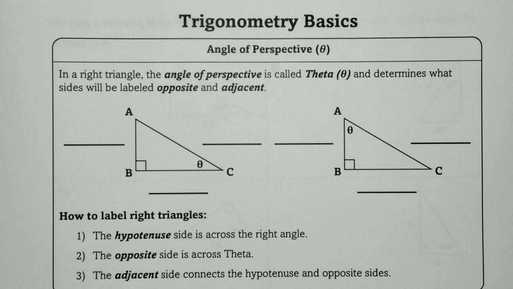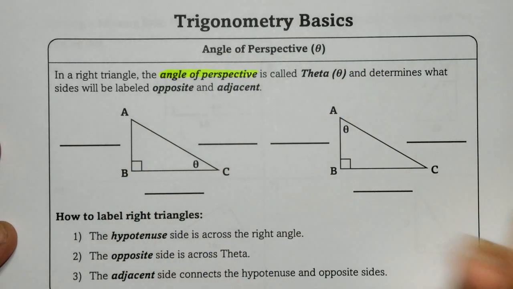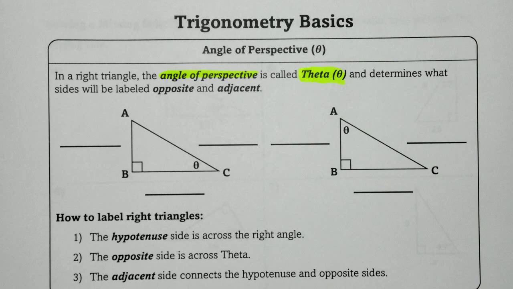Right, these notes are going to be on the basics of trigonometry. Okay, first thing we want to note here is in a right angle, the angle of perspective, and you're going to hear me call it reference angle. Same thing, it's called theta, and so you're going to see this symbol all over the place. You can already see it in the pictures, okay?